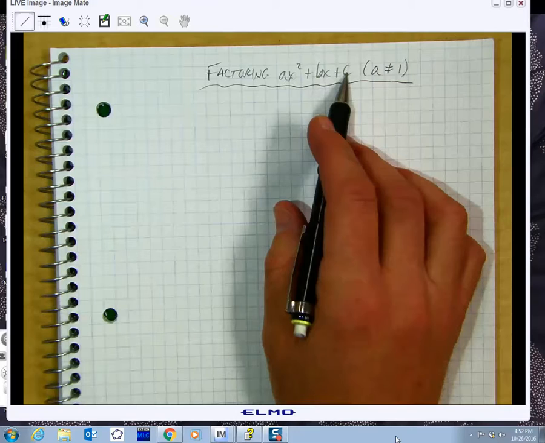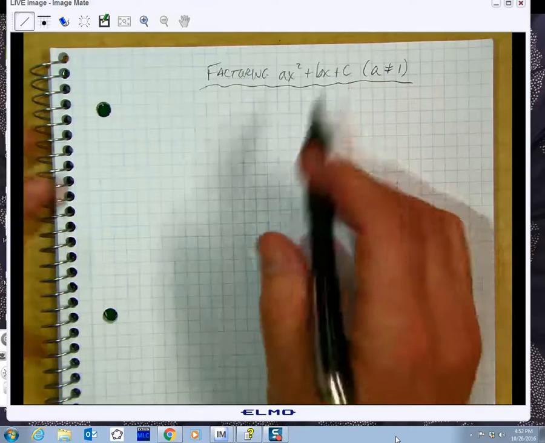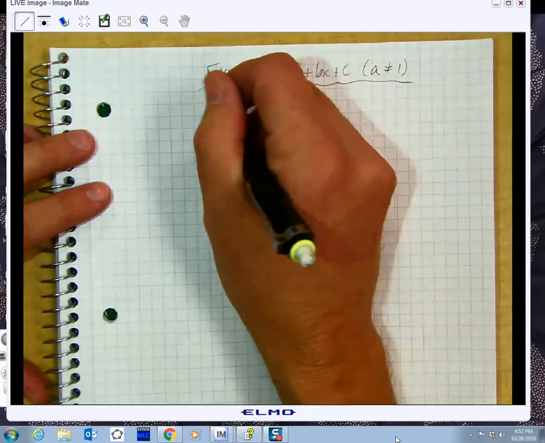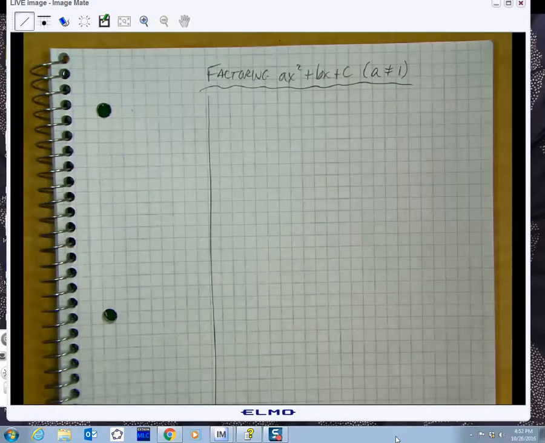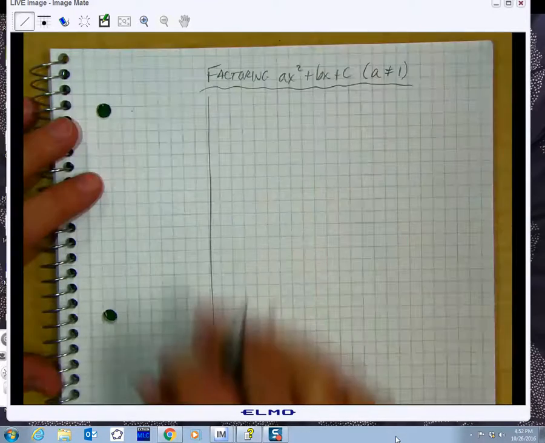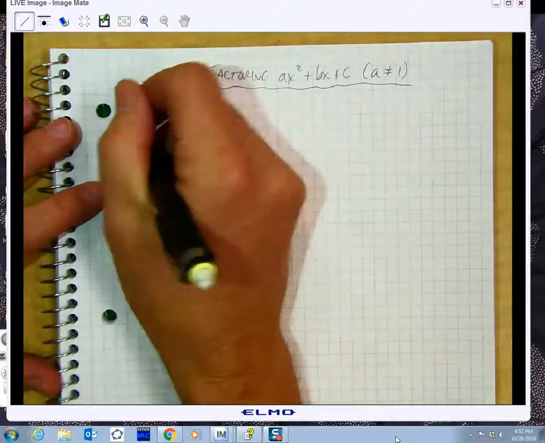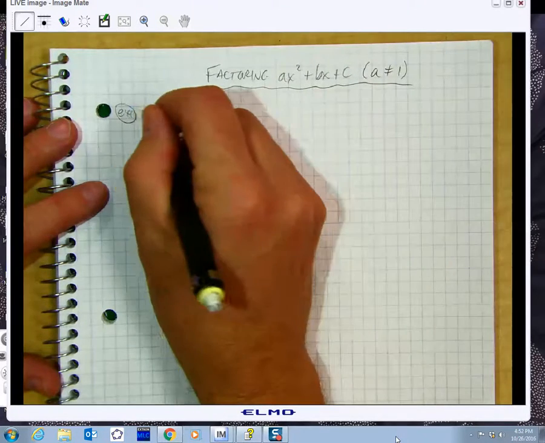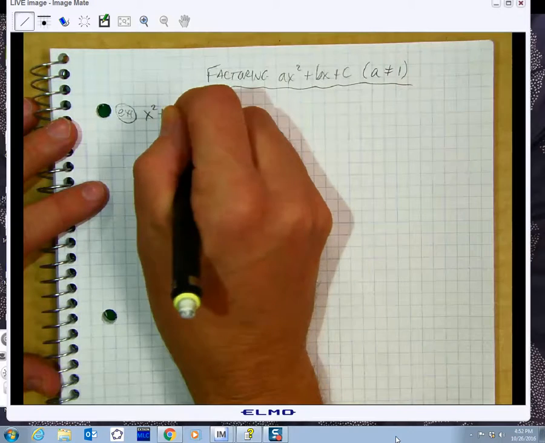So this may seem backwards, but we're going to start with one that does have a 1x squared. Draw me a line right down there, kind of a wide margin over here. Here's your example 1: 1x squared plus 12x plus 27.